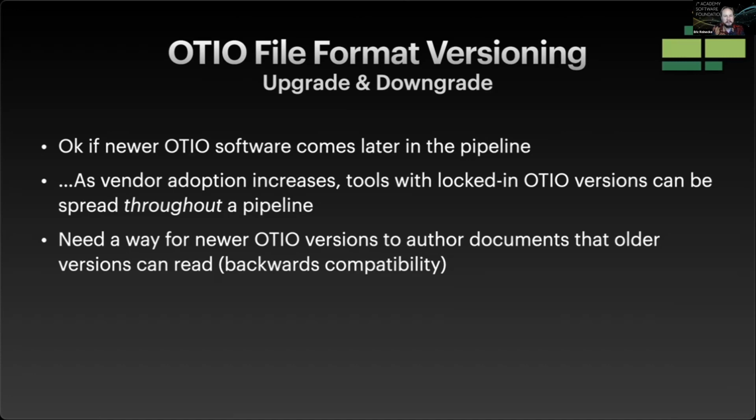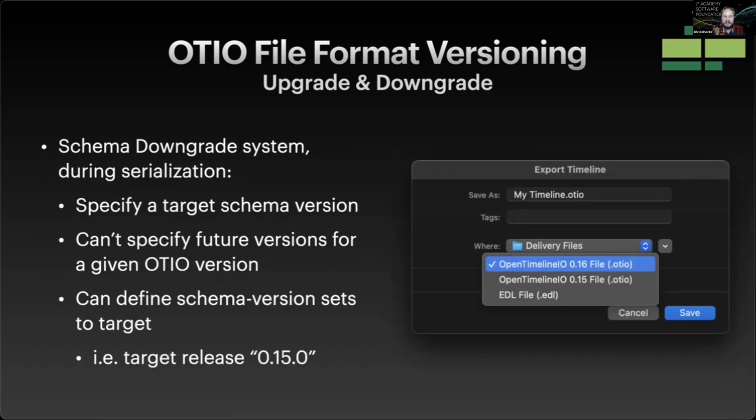So next slide, please. To make this possible, we've introduced a schema downgrade system. It allows you to specify any schema version equal to or less than the ones in the SDK version that's being used. The schema versions are specified on a per object type basis, like Clip 1 and Clip 2. And then schema version sets let you bundle a collection of individual object schema versions into a grouping that, for instance, matches the OTIO release version, like 0.15.0.